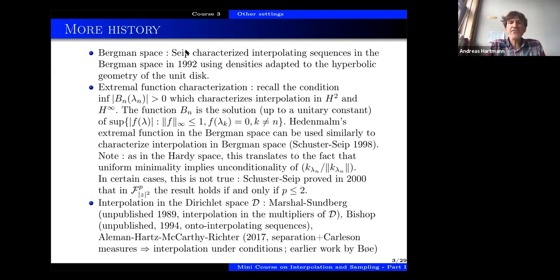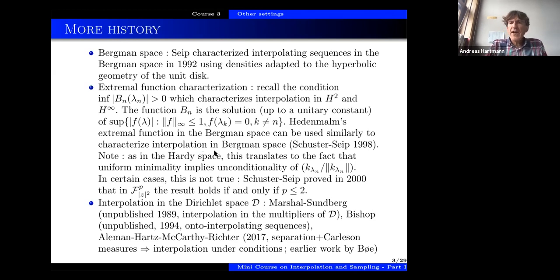In fact, it turns out that a similar characterization exists also in the Bergman space, and this is due to Schuster and Seip. I commented on this yesterday at the end. In fact, this extremal function characterization is again connected with uniform minimality. But this is an uncheckable condition because it's very difficult to get a hand on these extremal functions.